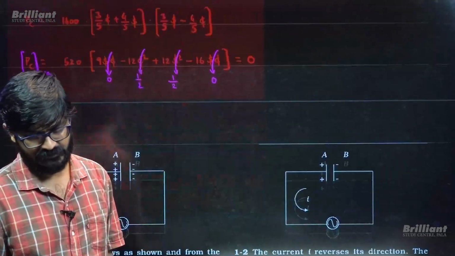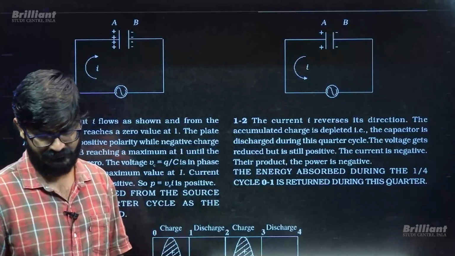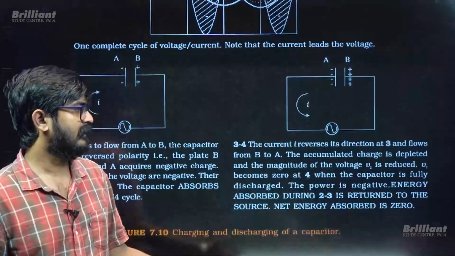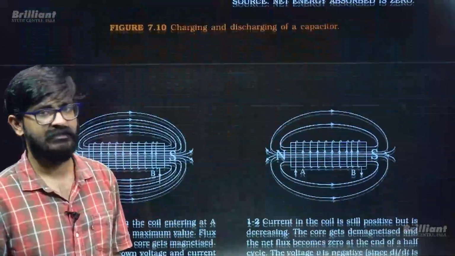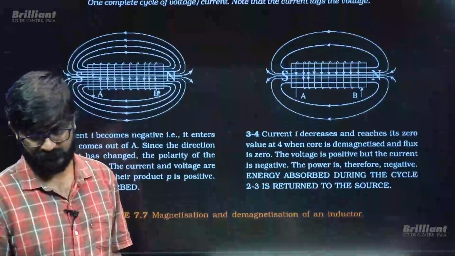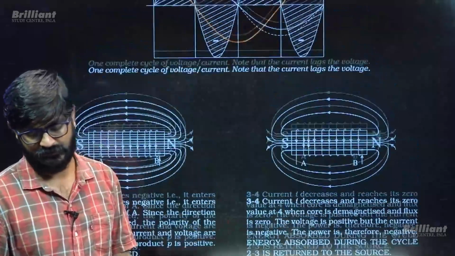If you need the explanation, you can refer to this part of the NCERT. I am attaching the PDF, so you can read from here also. So for part of a cycle it will be getting charged, for part of a cycle it will be getting discharged. So for part of a cycle energy will be stored, for part of a cycle energy will be sent back. So effectively it won't be using power, right?